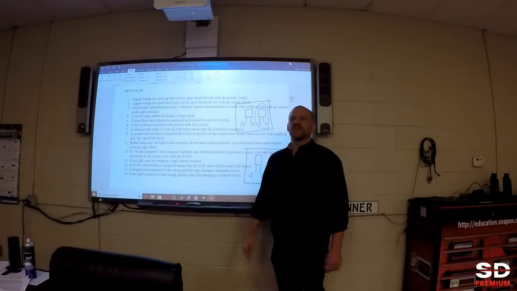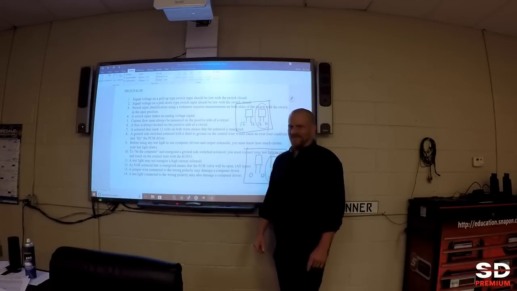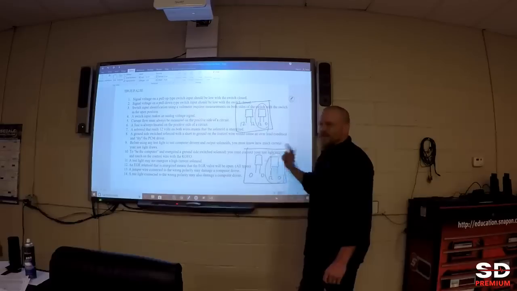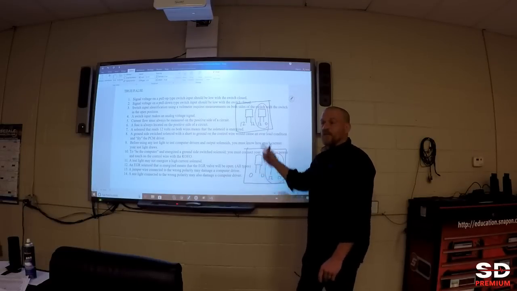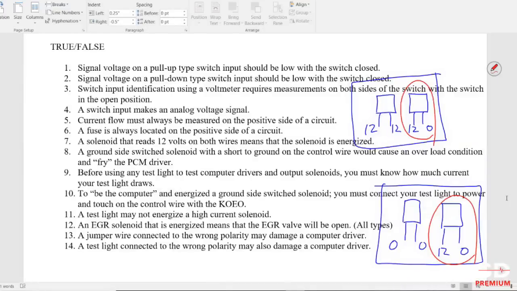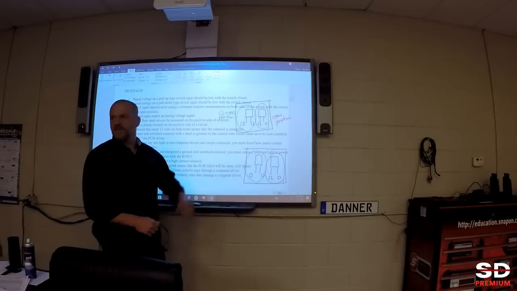So what position identifies the circuit design? Whenever the switch is closed. Yeah, closed. Circuit design is able to be identified with a voltmeter when the switch closes, because when the switch is open, they can look the same. So what I have circled in red would be an open position, okay? And it is the closed position that identifies that.